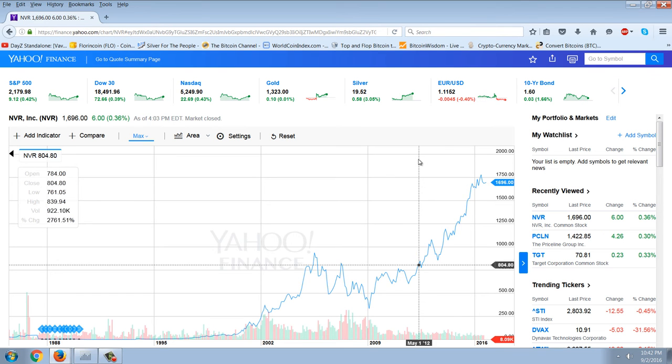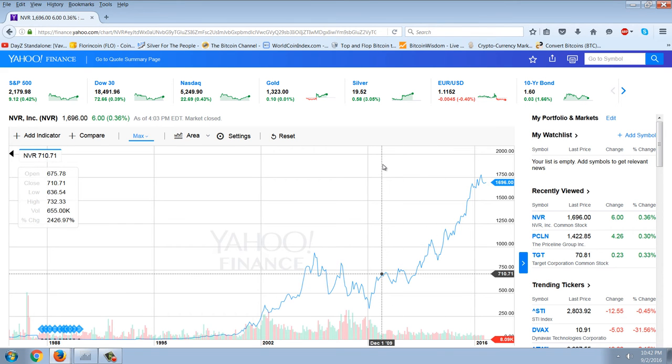The return here is actually a 4,500-fold return from 1993 at 38 cents a share to roughly $1,700 a share. That is a 4,500-fold gain, which means that every $10,000 invested in that stock today is worth $45 million. So that's a phenomenal gain. What could a company possibly do to produce that kind of wealth?